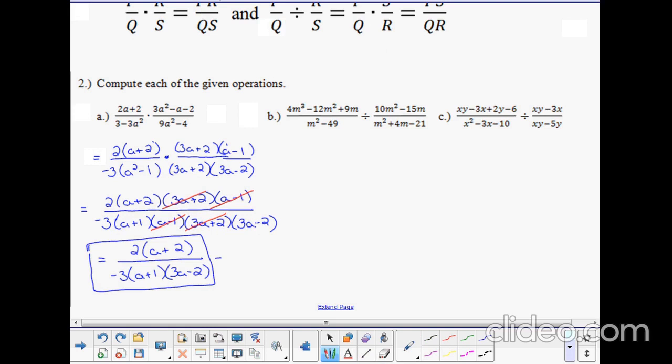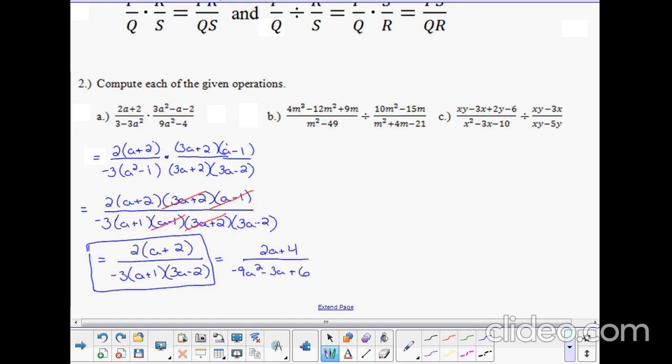Now, you could potentially, if you wanted to, distribute this and multiply these out. And so the numerator would become 2a plus 4. The denominator would become negative 9a squared minus 3a plus 6. Let me double check that. Yes, negative 9a squared minus 3a plus 6. And these would be equivalent expressions.